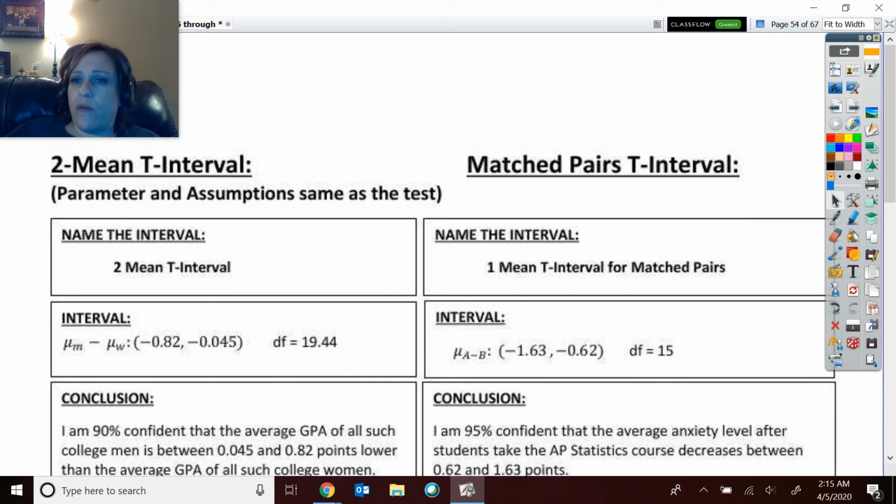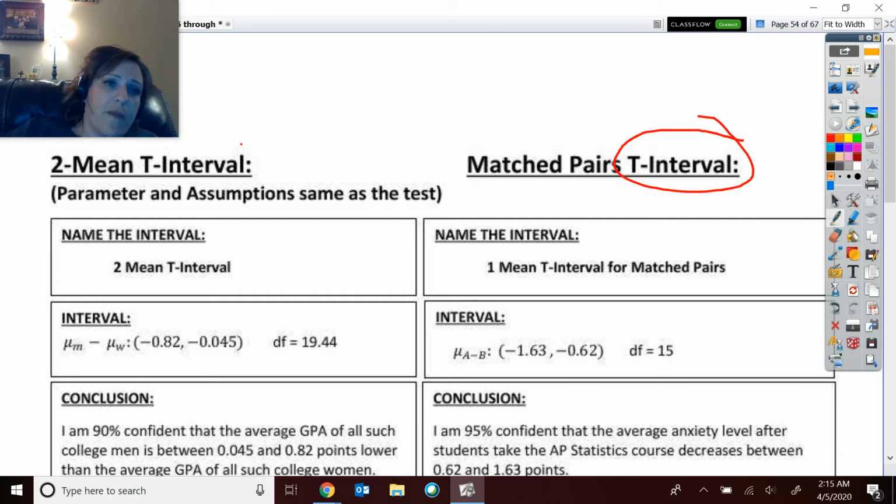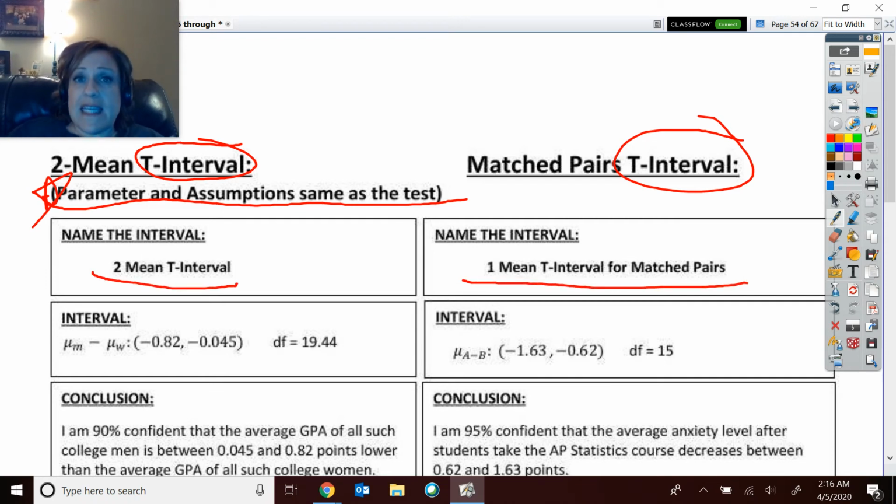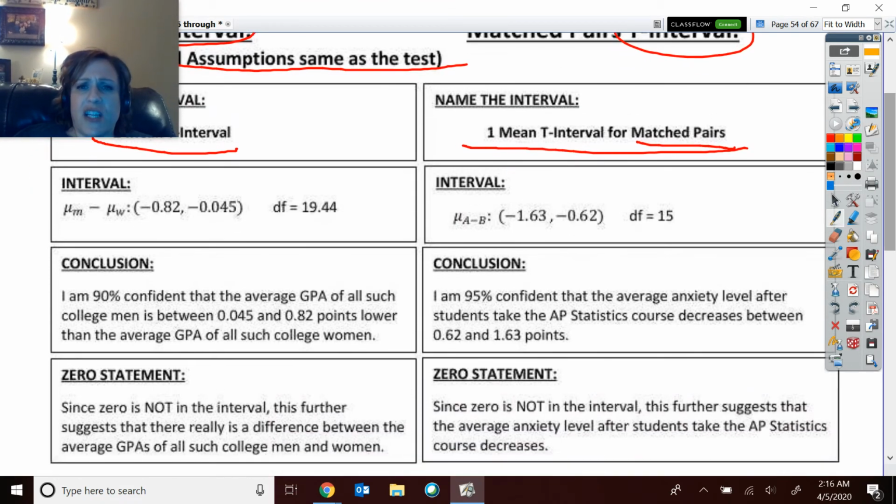How would this go if we were doing our interval for matched pairs versus 2? The same problems. Parameters and assumptions are the same as what we showed on the previous test. So that's the P and the A. Now we're to the N of our PANIC model, 2 mean T interval, and 1 mean t interval for matched pairs. I did not show the calculator printout here, but once you did that in the calculator, it came out like this. Look at how I write this here.